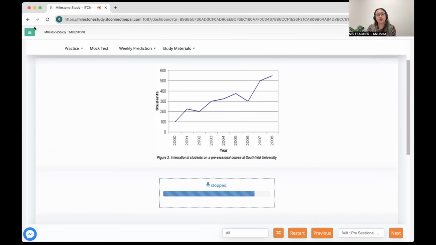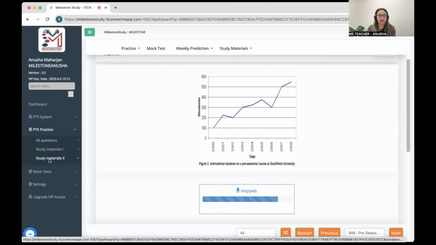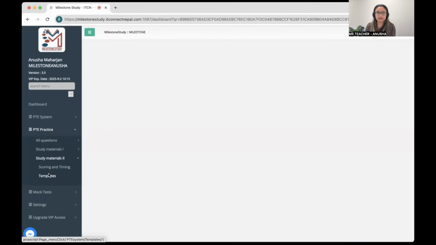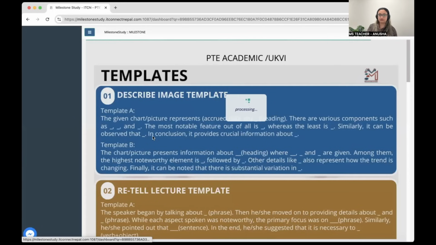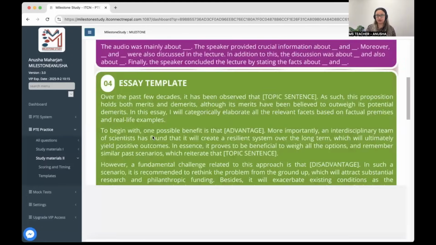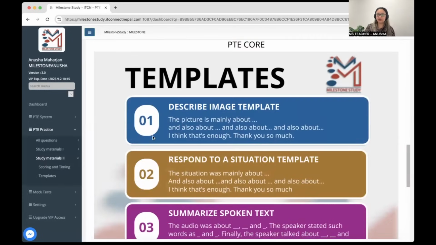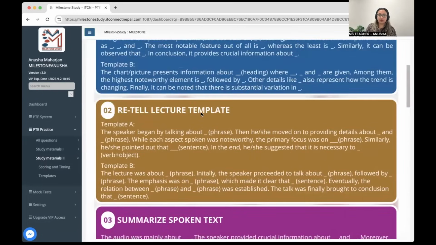For the templates, you can go through our website. Let me show you where it is. Okay, you go here, practice, PTE practice, study materials, and then templates. Remember, we are doing PTE Academic and not PTE Core, okay? If you scroll down, you will find templates for PTE Core. Don't worry about that. Okay, all the templates are here.